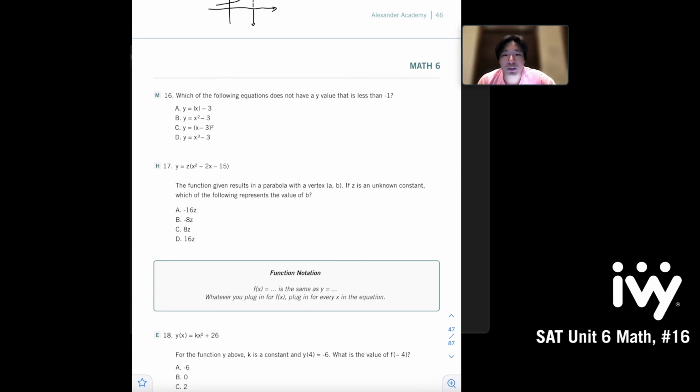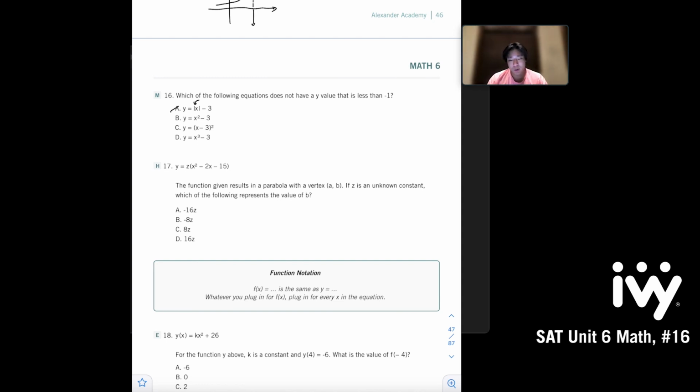We see, which of the following equations does not have a y value that is less than 1? So, this one we should go through all the answers just to double check that we're right. Looking at answer choice A, we see the absolute value here, which makes it tempting for us because it means that, oh, absolute value, it can never be less than 0. However, we're taking the absolute value and then subtracting 3. So if x is equal to 0, y would be negative 3. So that wouldn't work. So we can cross out A.